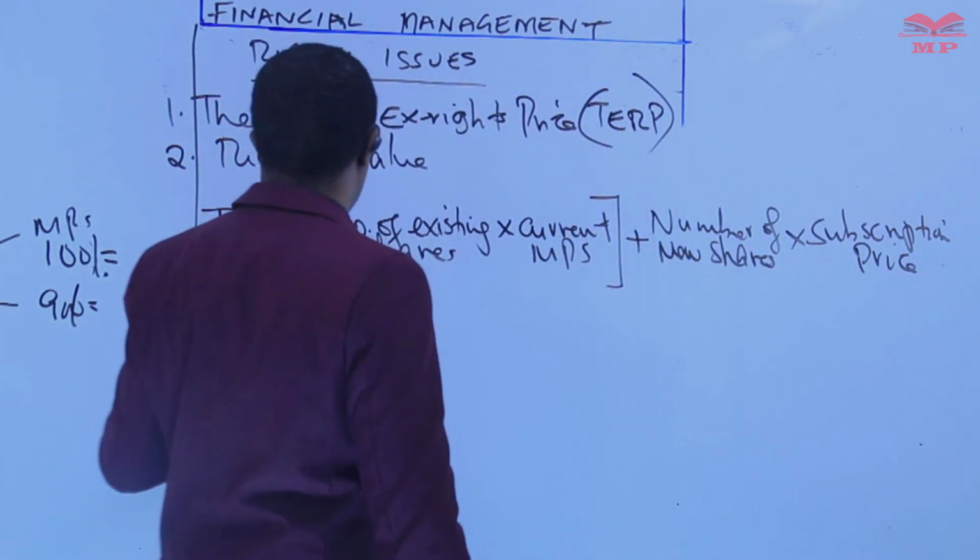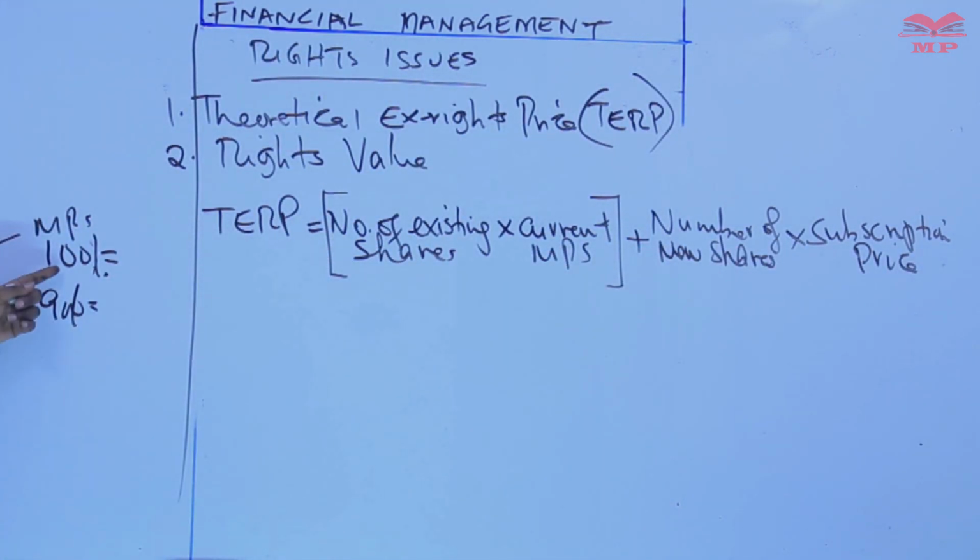You recall here, candidates, we say that the current shareholders are sold at a price lower than the market price. So this new price is what we are calling the subscription price.